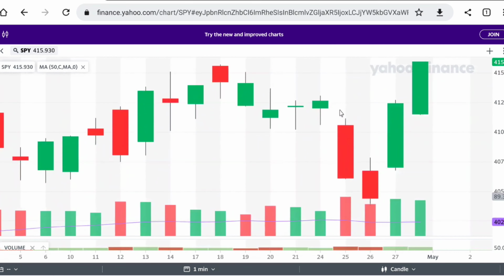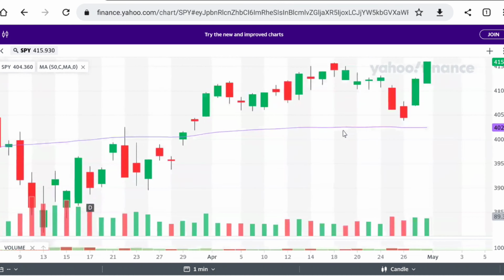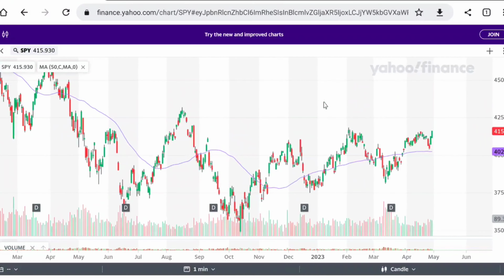Again, the body of the candle, to break it down a little bit more, high towards the top usually indicates more buying pressure. Lower towards the bottom usually indicates more selling pressure. So it's very easy to understand when you wrap it up like this.